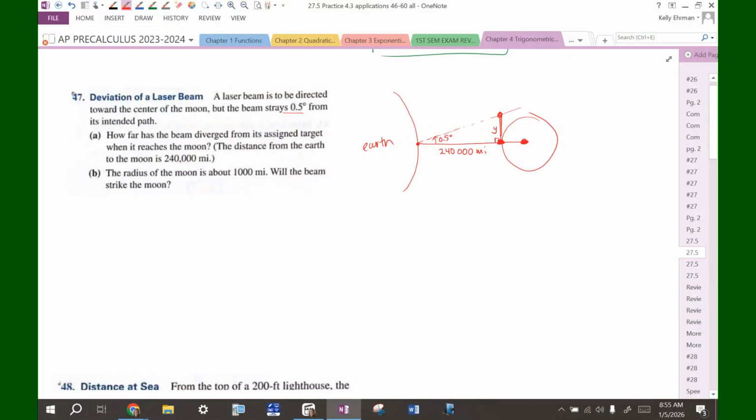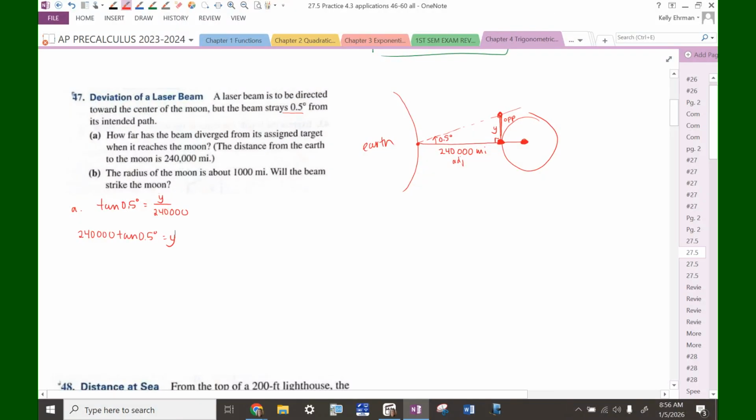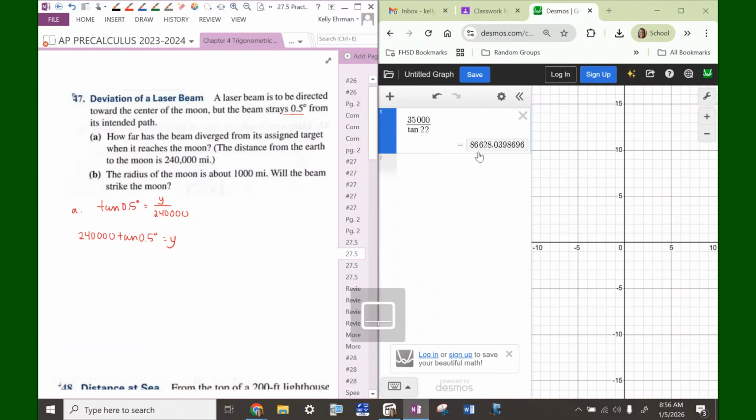All right, well, I have everything I need. I have one side length and an angle. That's all I need to find another side length. And I'm looking for the opposite, and I have the adjacent. So that means I should be, for part A, setting up a tangent equation. So the tangent of the angle, 0.5 degrees, equals the opposite y over the adjacent 240,000. To solve for y, I need to multiply 240,000 over to the other side. And then I will type this in to see what our answer is in approximation.